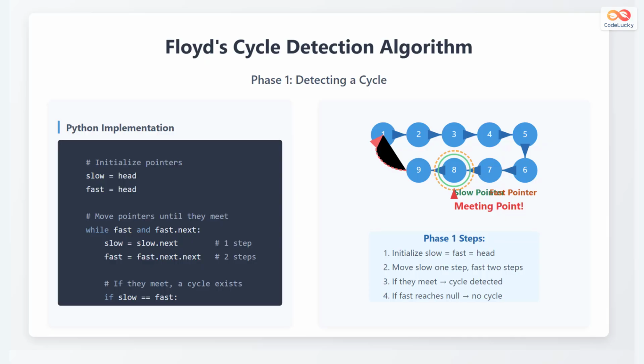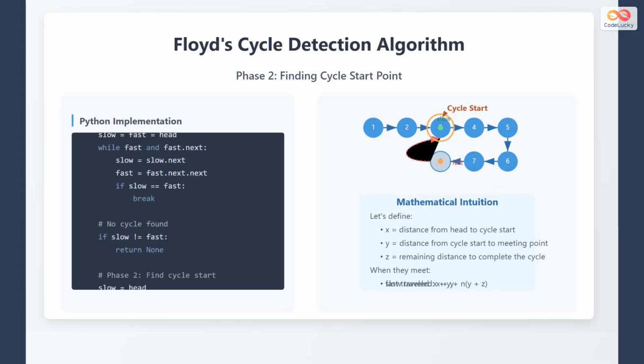Floyd's algorithm is executed in 2 phases. In phase 1, the primary goal is to detect whether a cycle exists in the linked list. Both the slow and fast pointers start at the head of the list. The slow pointer advances 1 node at a time, while the fast pointer advances 2 nodes at a time. The process continues until the fast pointer encounters the end of the list, indicating the absence of a cycle, or until the fast and slow pointers meet, confirming the presence of a cycle.